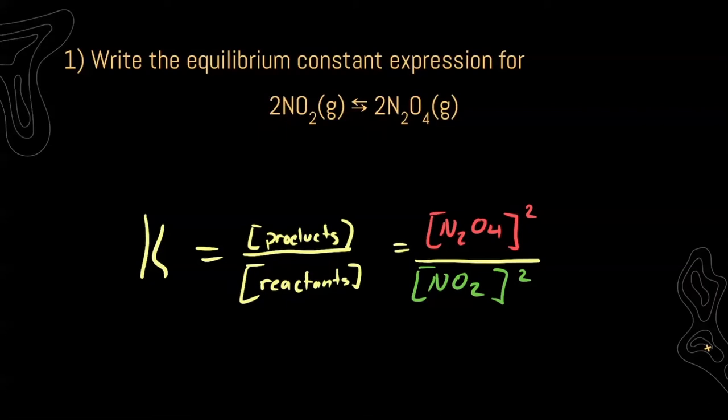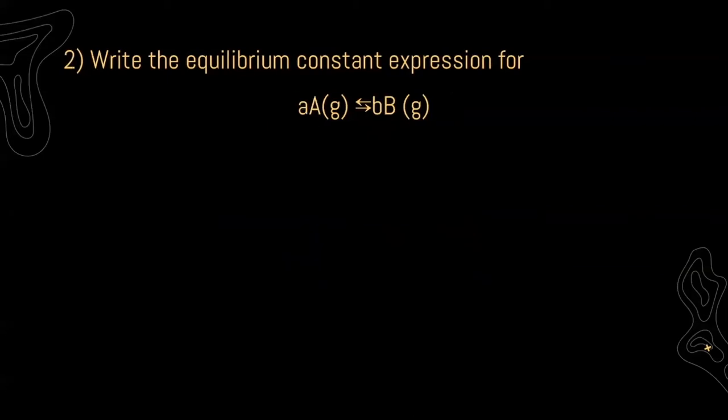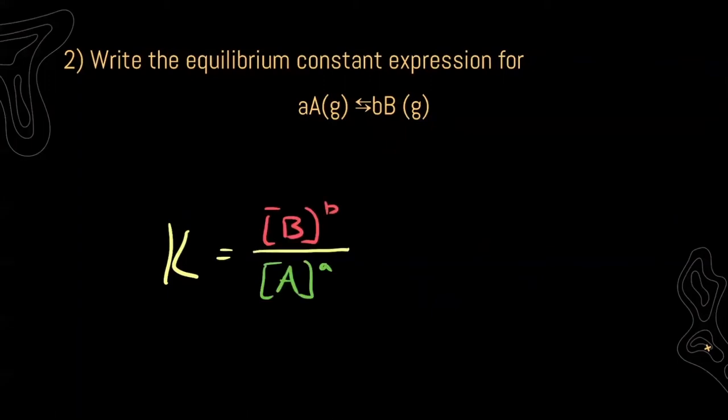Let's continue doing this for the next reactions. For this reaction, if we want to find our equilibrium constant, again, it's going to be a ratio between our reactants and our products. Products are going to be on top, reactants in the bottom. So in this case, we get the concentration of B to the power of its coefficient B divided by the concentration of A to the power of the coefficient of A.